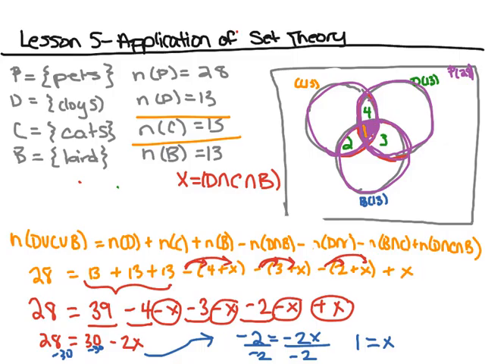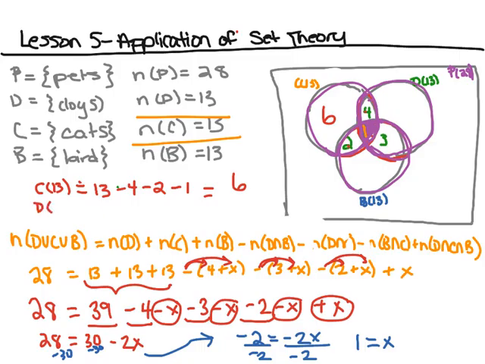So now we know our intersection point. It's easy to figure out the rest of our sections in our circles. So for C is equal to 13, our cats. We have 13 minus 4 for our intersection of cats and dogs. Holy cow. Minus 2 for our intersection between cats and birds, and minus 1 for the kid who has all three. So we should get, for cats, 6. So 6 people only have cats.